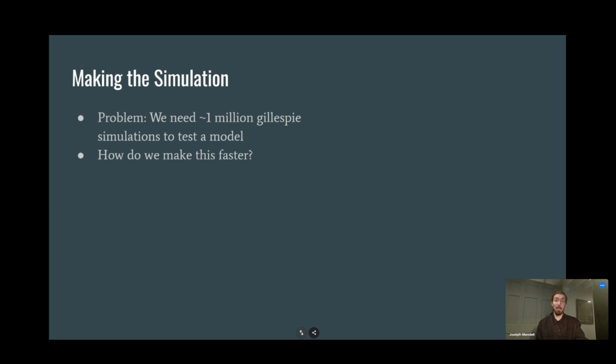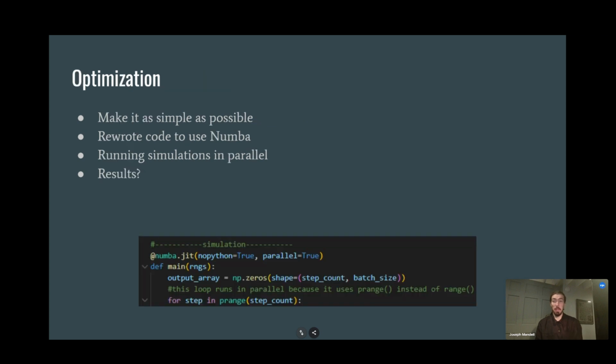That's going to be a little difficult. And in order for that to work, we will need to make this process very, very fast. So this was my main focus for this project, was optimizing the code to make it very fast. The first step was to make it as simple as possible. Then we rewrote the code using Numba, which is a performance-enhancing package for Python that makes basic mathematical operations much, much faster.